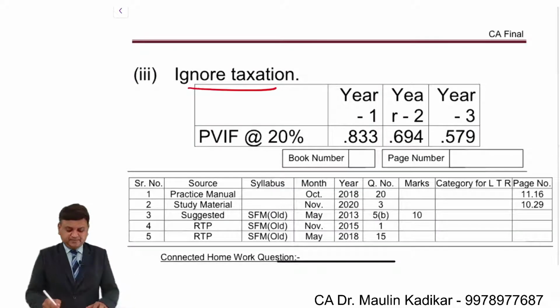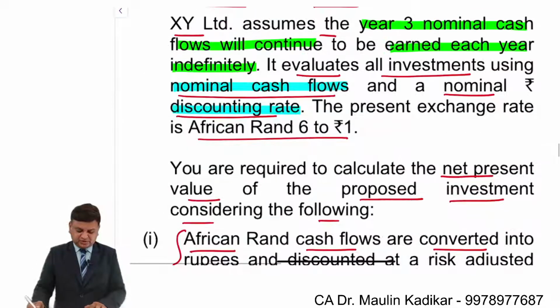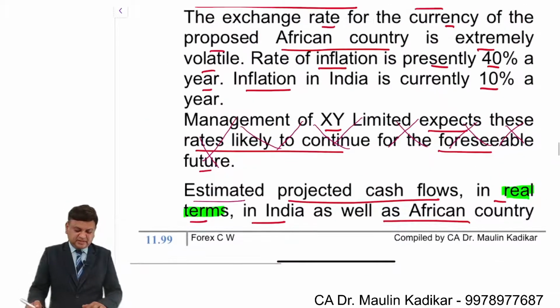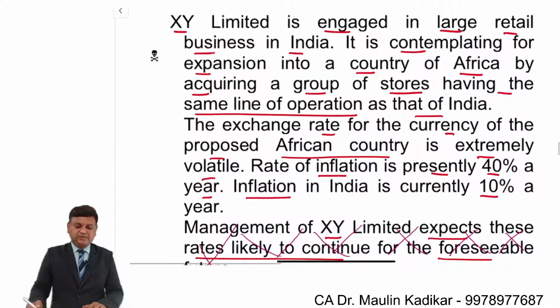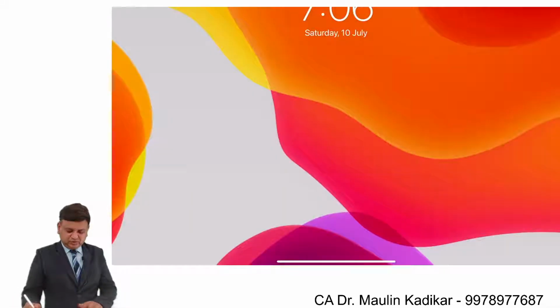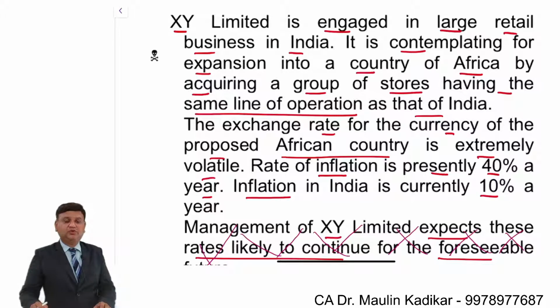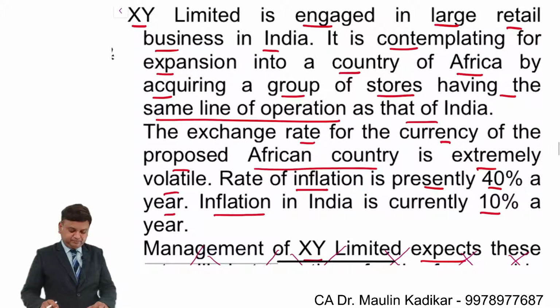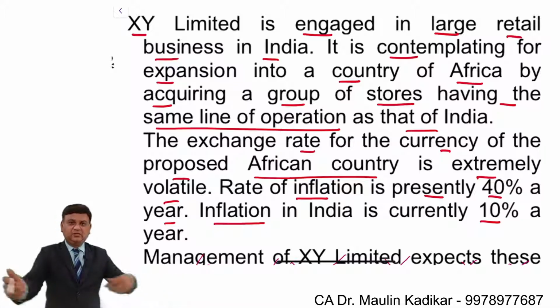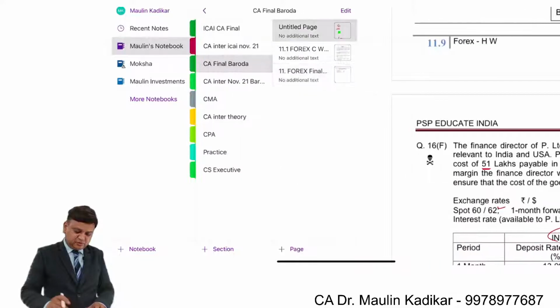Ignore taxes. First year to third year, discounting factors information have been given to us. This is the way the information is provided to us for the purpose of decision making. Please go through the question, all of you. So friends, over here we don't have a choice but to adopt the home currency approach for the purpose of NPV calculation. Let us see how we will make the calculation of the answer. Everybody is requested to pay attention.